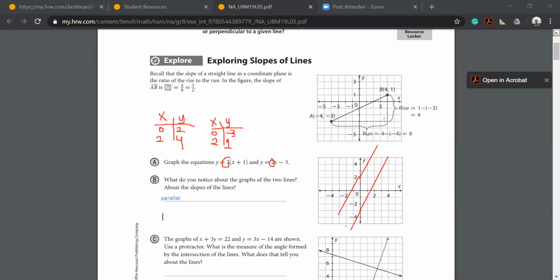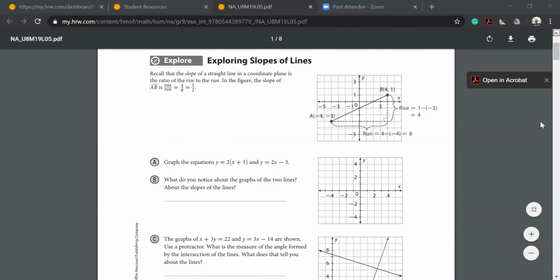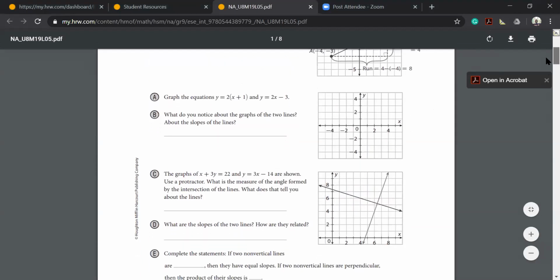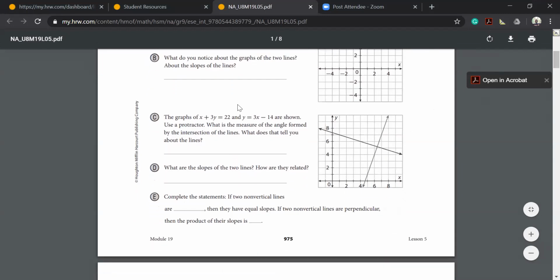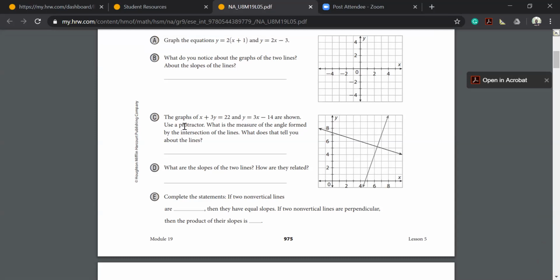Very, very important. Okay, let's see what about question C. Let's go to question C. For now, I understood that parallel lines have the same slope. Okay, the graphs of x plus 3y equals 22 and y equals 3x minus 14 are shown. Already the graphs are drawn this time. Use a protractor. What are the measures of the angles formed by the intersection of the lines?